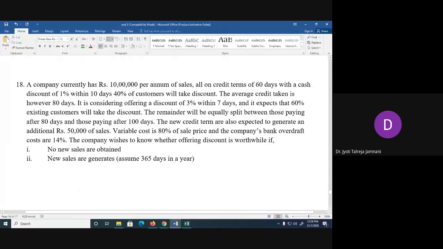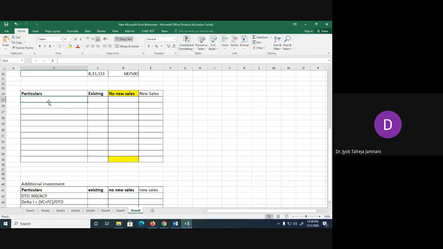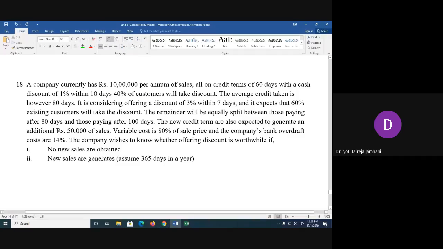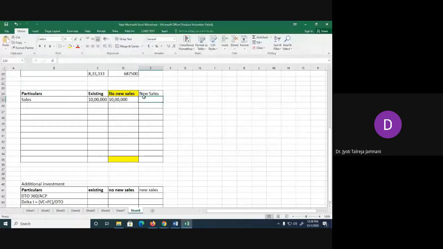Let's start. The company currently has rupees 10 lakh per annum of sales. So the sales amount we will take 10 lakh. Then when we give new discount and there are no new sales, that means the same sales we are taking, 10 lakh. And then when we give discount and there are new sales, what is the new sales amount given? They've said additional rupees 50,000 of sales. So the new sales amount is 50,000 in this case. So it will be 10 lakh 50,000: 10 lakh existing and the new sales that are getting added are 50,000.